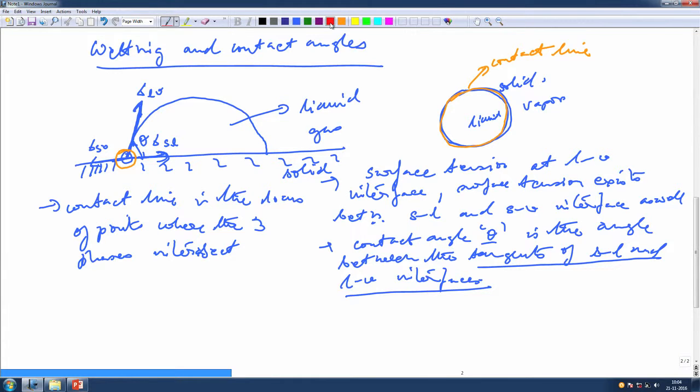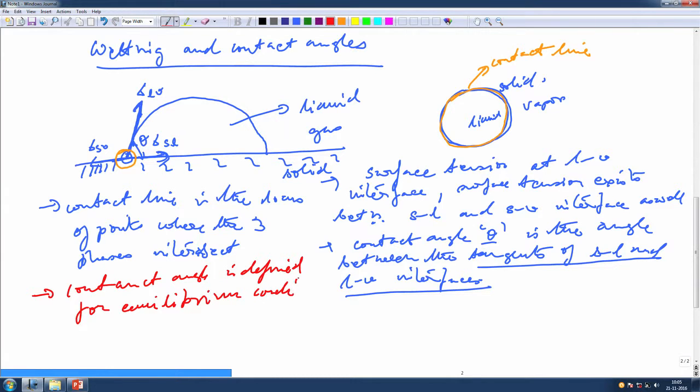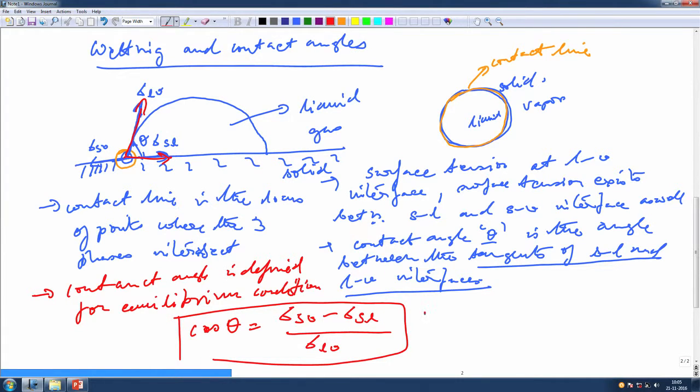So, the contact angle is defined only for equilibrium conditions. The equilibrium condition means that the droplet is at a static condition, it is not moving, and that relationship is given by cos theta, where theta is the angle made by the tangents, this and this, equals sigma SV minus sigma SL divided by sigma LV. So, this is basically called the Young's equation.